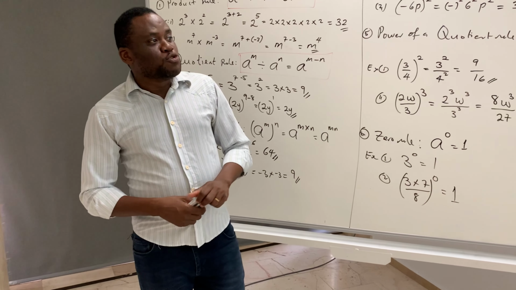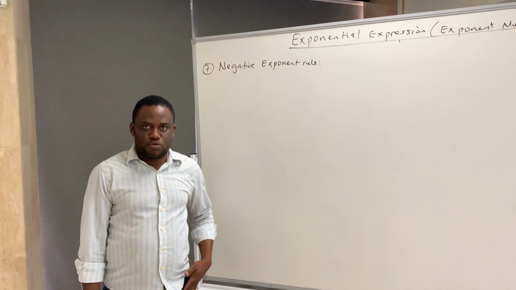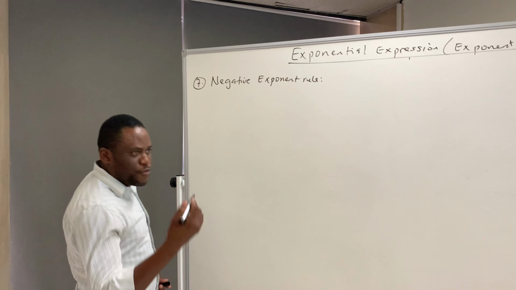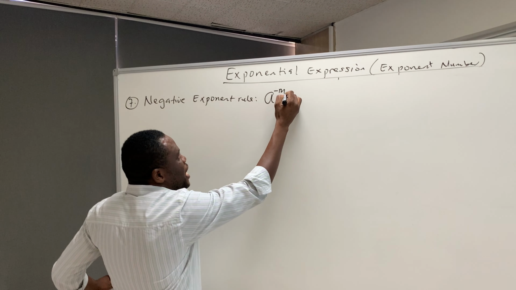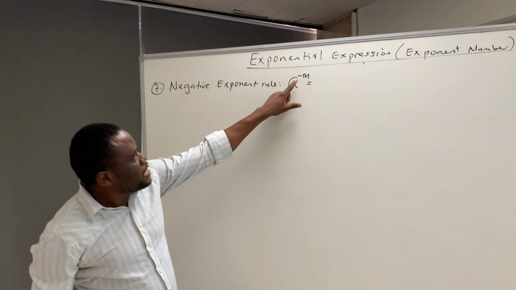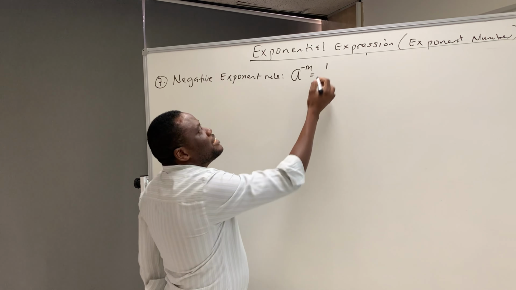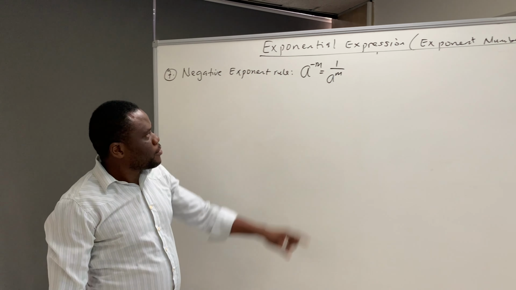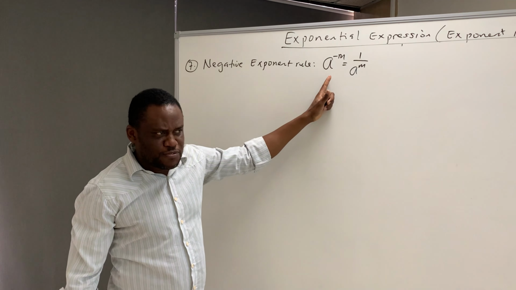Seventh rule. Now we are on negative exponent. That is, the exponent is a negative number. So if you have, let's say, a to the power of minus m, the minus becomes 1 divided by the remaining number. There is a proof for this.